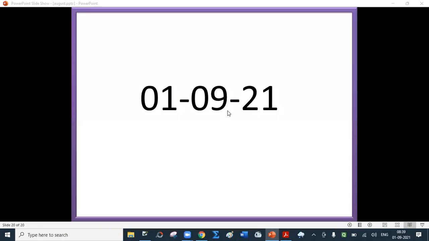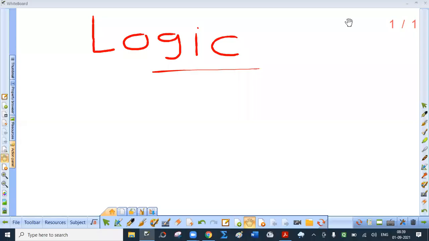Good morning. Today we are going to start a new topic, a simple one. It is logic. Now, what is logic? Logic is basically a science of accurate reasoning or thinking. It consists of the rules used in drawing correct conclusions from given information.